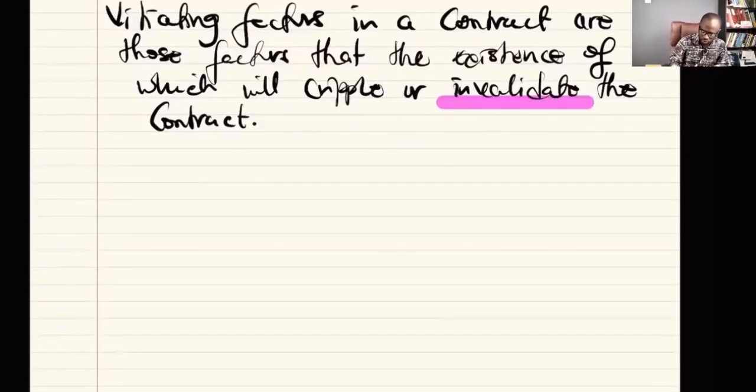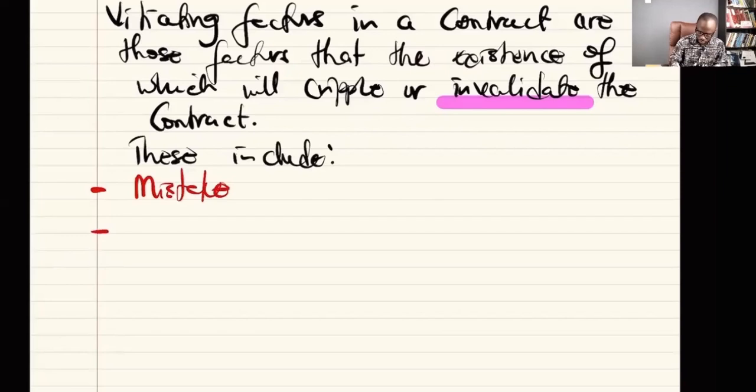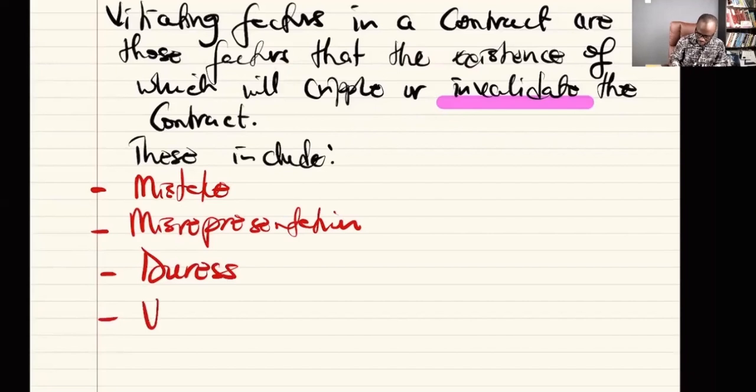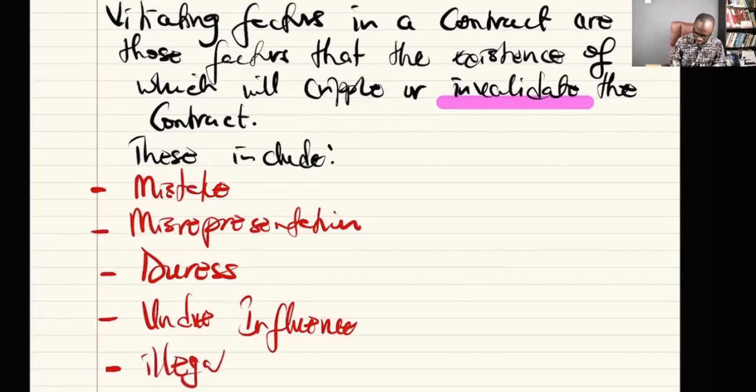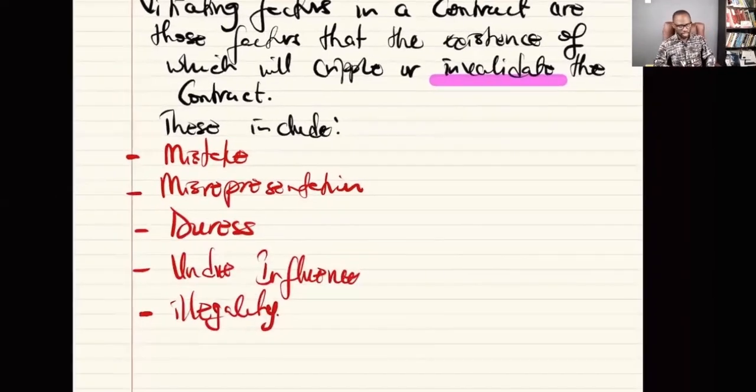So what are some of these vitiating factors? These include, number 1, mistakes. Number 2, misrepresentation. Number 3, duress. Number 4, undue influence. And then number 5, sometimes we call it illegality. So these are the 5 vitiating factors which, when present, make a contract invalid.